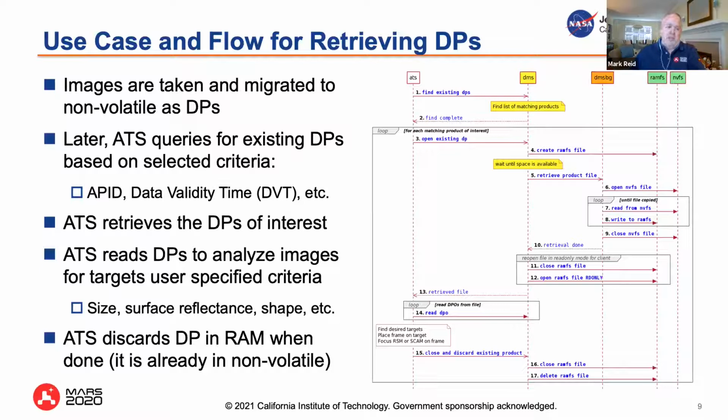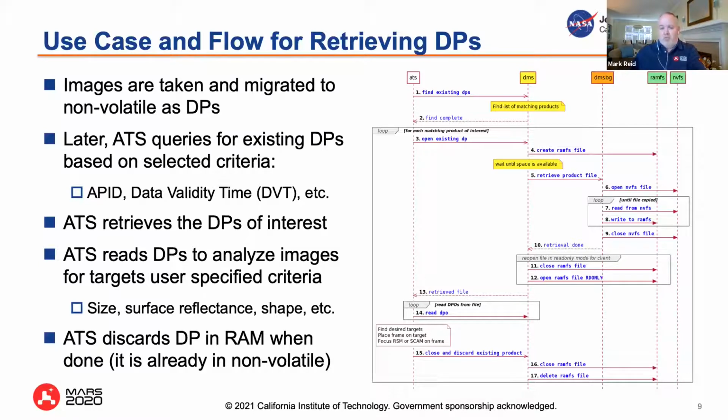And so it can say, give me all the data products with a certain app ID that were created at a certain time, or you could say in the last 10 minutes, in the last hour. So you can do a relative time in the past to say, give me a certain set of data products. And you can query based on other parameters as well.